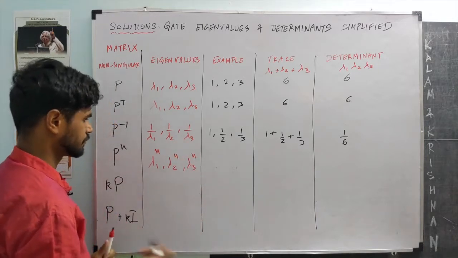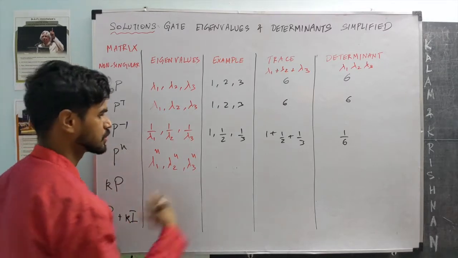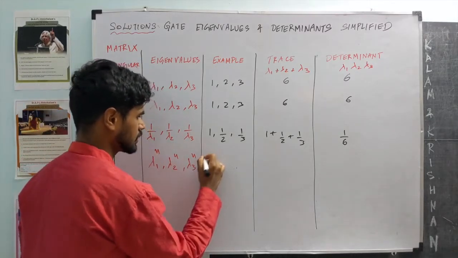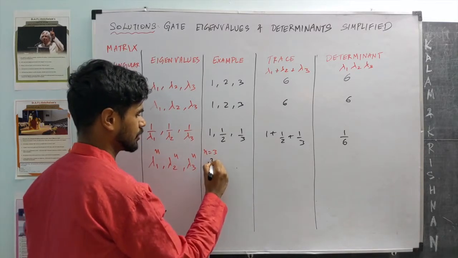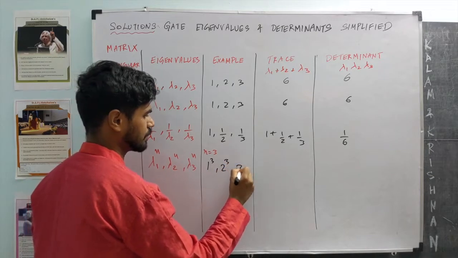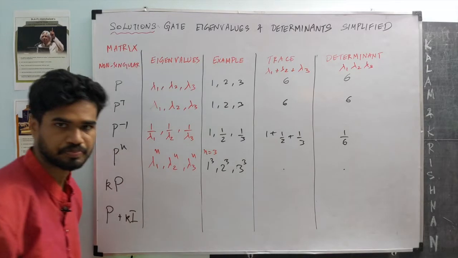For example, we take the original matrix and multiply it 3 times. So the eigenvalues of this matrix, with n as, let's say, 3, are going to be 1 power 3, 2 power 3 and 3 power 3. Accordingly, we will have the trace and determinant.